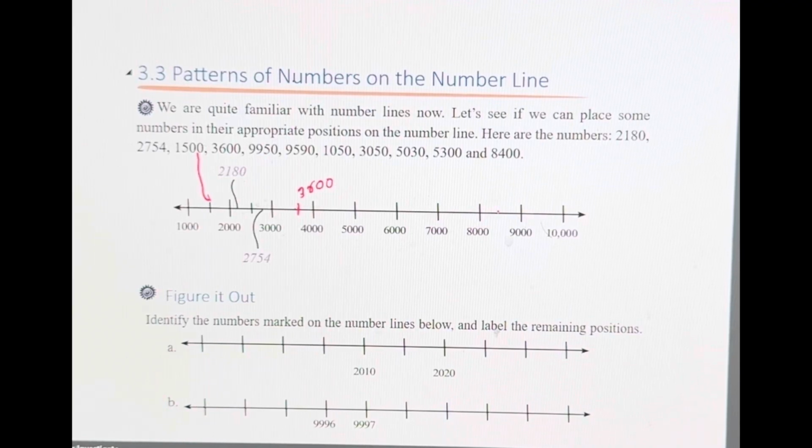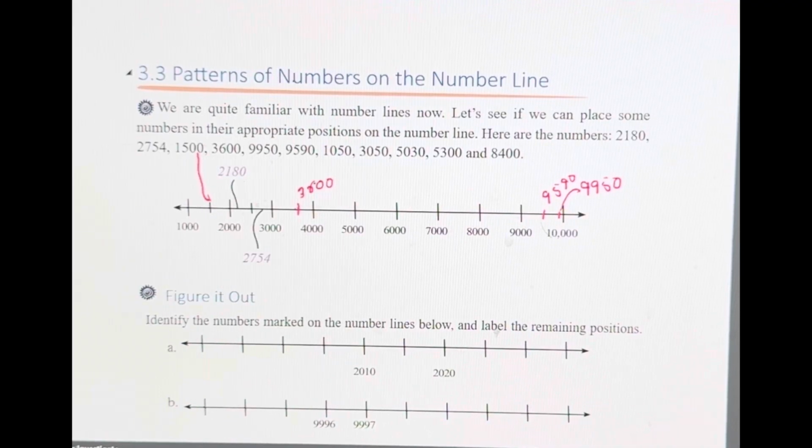Then 9950. It is just 50 less than 10,000, so it will be very near to 10,000. So we can write 9950 over here. Then 9590. It will be somewhere in the middle, a little after that. So this is 9590, right? Because 9,500 will be exactly in the middle, so a little bit near that.